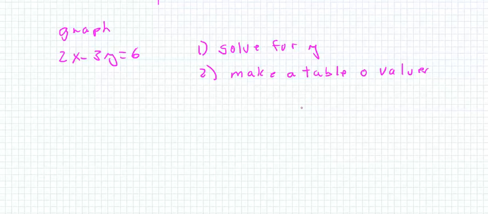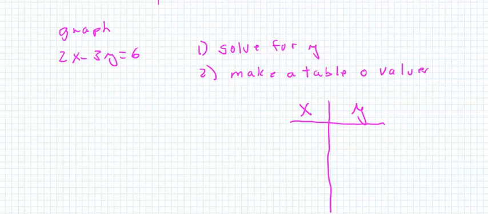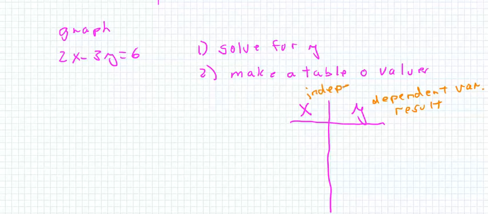Our table of values is going to have an x and a y. Y is the dependent variable. Dependent variable. It's the result. And x is the independent variable. Independent. All right, and you've talked about this in science class.